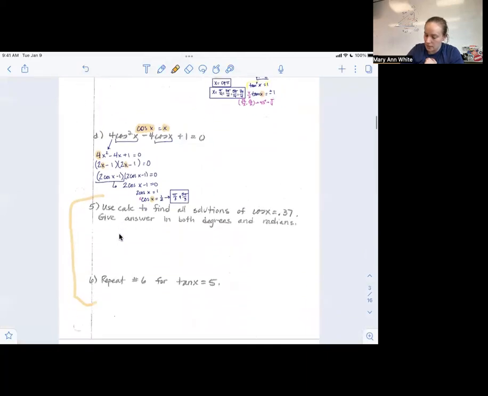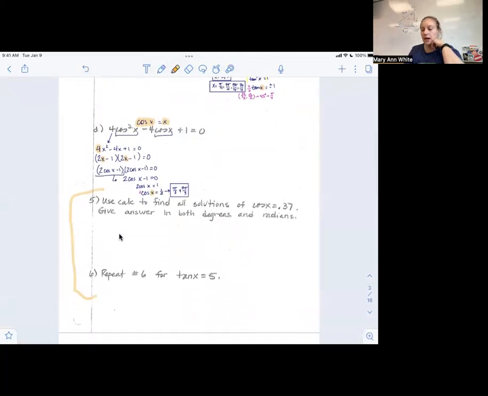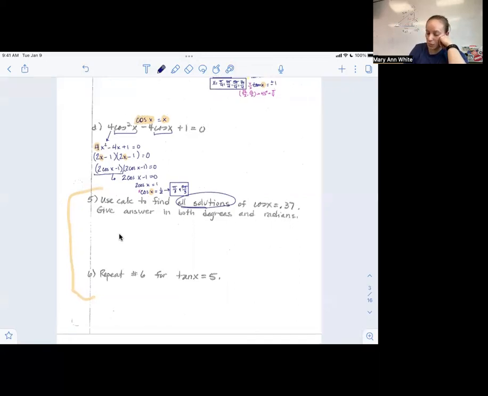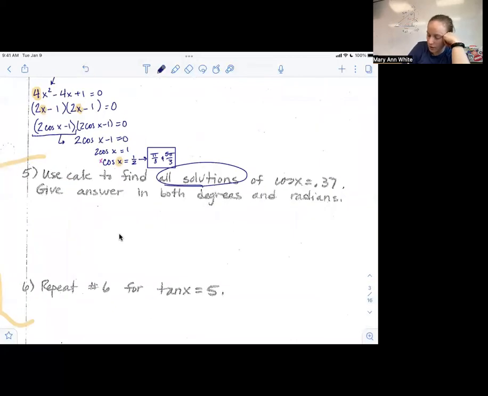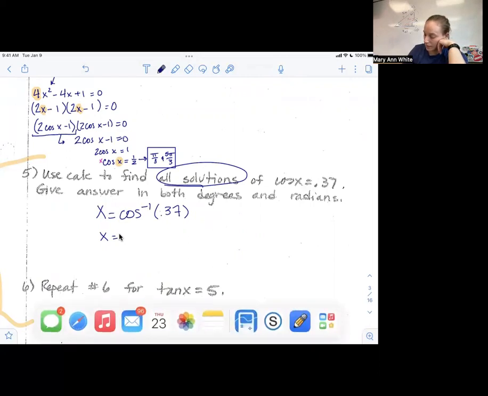All right. The last couple say use the calculator. So I'm going to get my calculator out. And it says to find all solutions of cosine x equals 0.37. This is not a unit circle problem. That's why we've got to use our calculator. So what we're going to do is go to the calculator and do inverse cosine of 0.37. Okay. And I'm going to see what the calculator spits out for us. And then we need to use our brains to figure out, are those all my solutions, or do I need to do some manipulating in order to figure out what's going on? So let me go get my calculator.